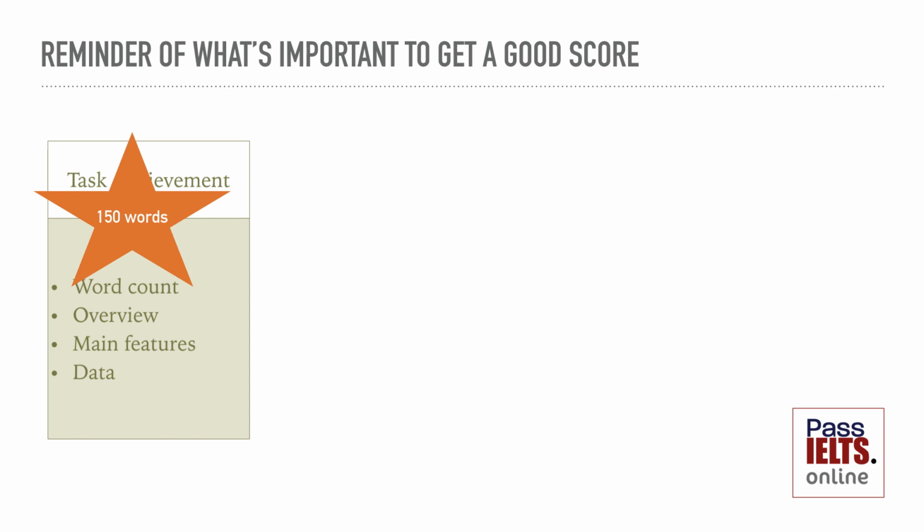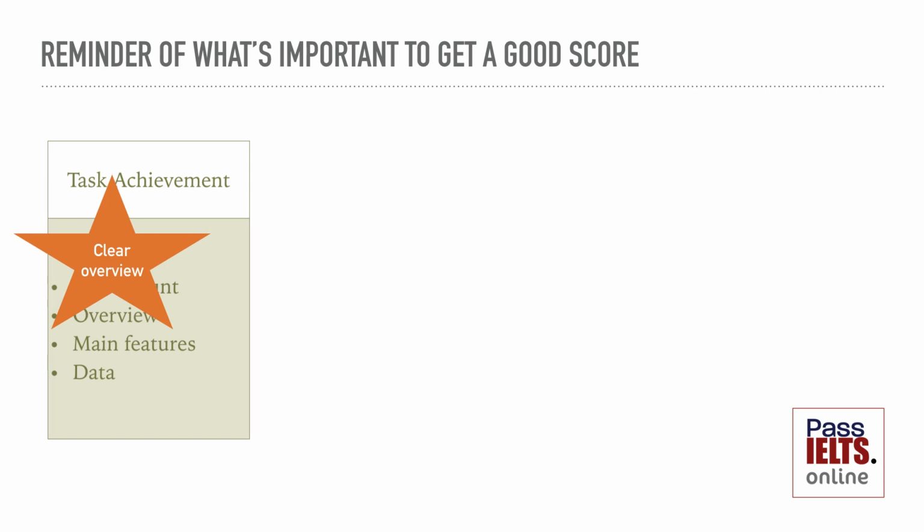However, we recommend you stay as close as possible to the word limit so that you don't include too much detail or give yourself a chance to make too many mistakes, of course. For a good score in task achievement, you also need to include a clear overview of the main features of the map or plan. This is just the same as in describing a chart or a table, and we will have a closer look at exactly what goes in the overview later on in this lesson.